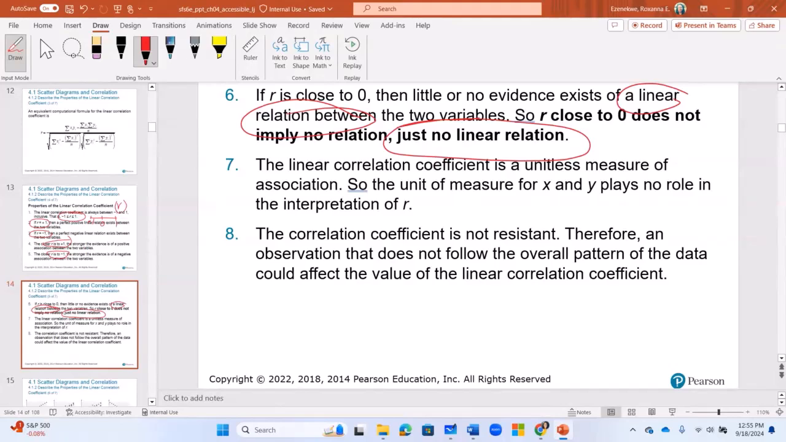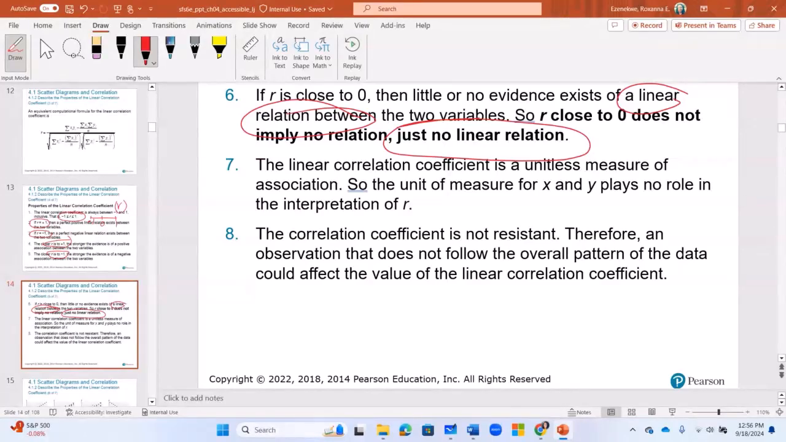All right. Property number 7, the linear correlation coefficient is unitless. Therefore, you cannot say the value of R is in feet. It cannot be in centimeter. It cannot be in yard. So the value of R has no unit, unitless. So the unit of measure of X and Y plays no role in the interpretation of R. It has no unit. Okay.